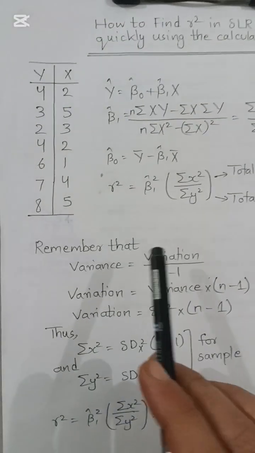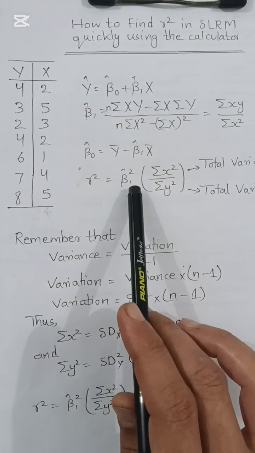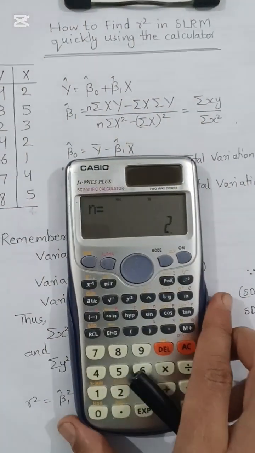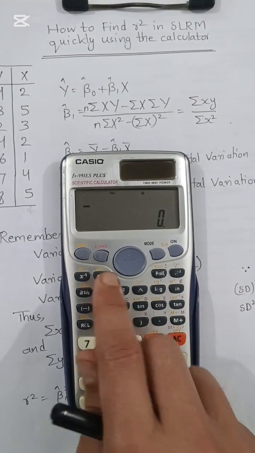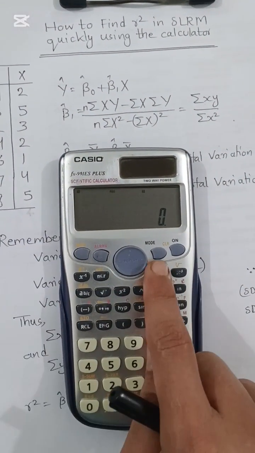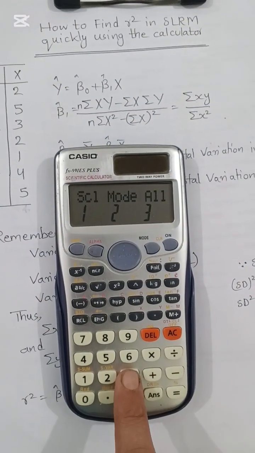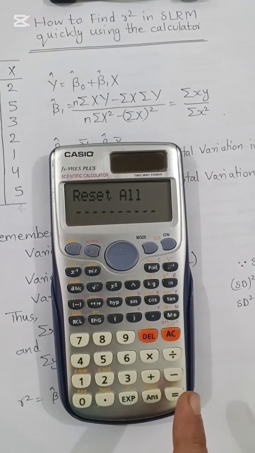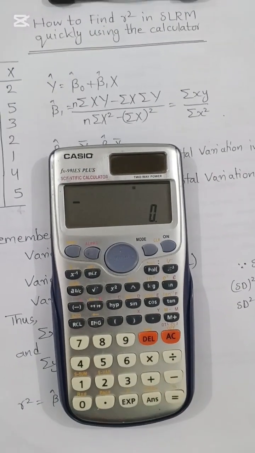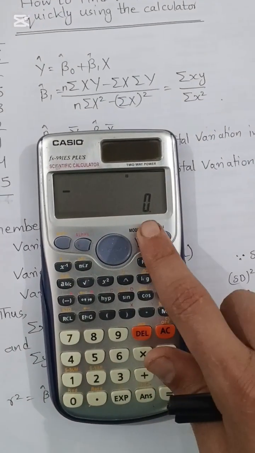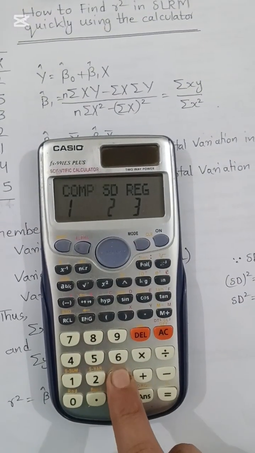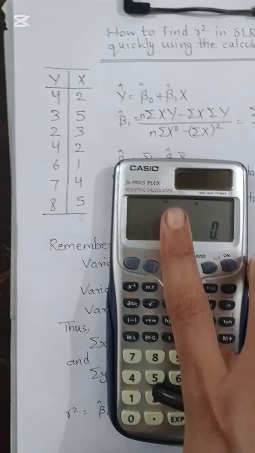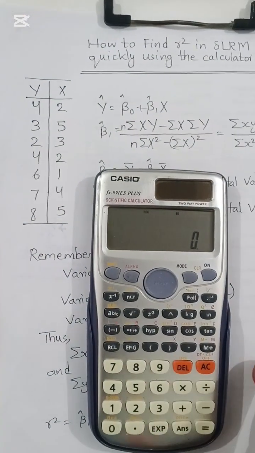So to find the r square, we first need to find the slope coefficient, and then we need to square it. For this purpose, we need to enter the data in our calculator. First of all, you need to clear all the memory so that it does not affect our future results. So go to mode and then press 3 for regression and 1 for linear regression, and then enter the data on x and y variable.